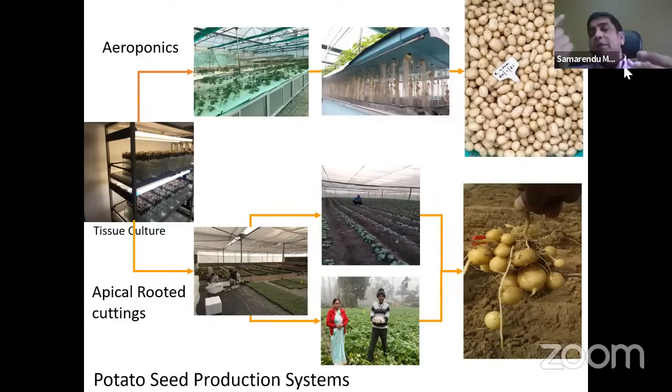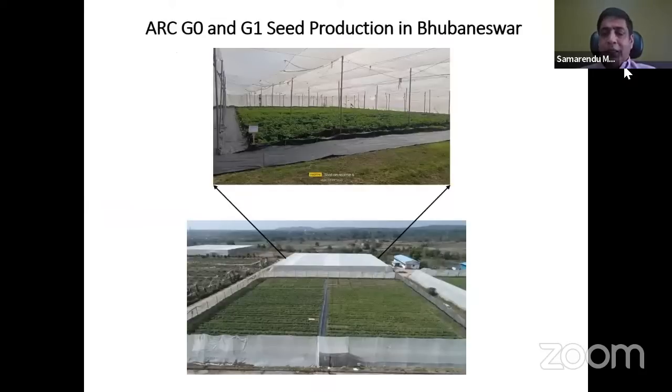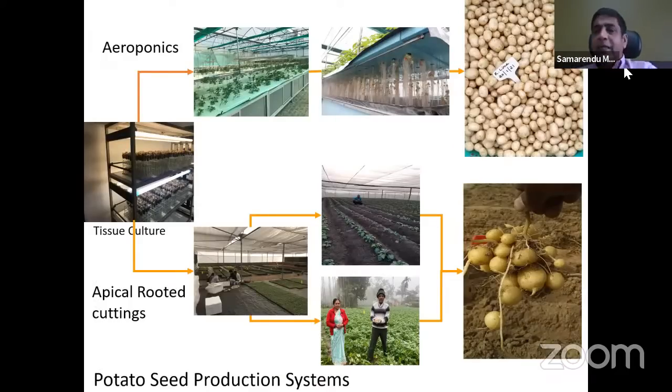Then the seedling you can plant either in a net house or in the open field. In many locations, if the pest pressure is low, smallholders can plant in the open field. Then you produce equivalent mini tubers, which you see at the top. The cost is a fraction of what it would have been in aeroponics. Then you have that starting material. You can multiply one or two rounds and sell it in the market much cheaper.